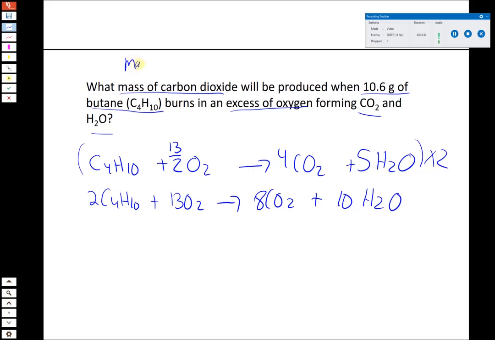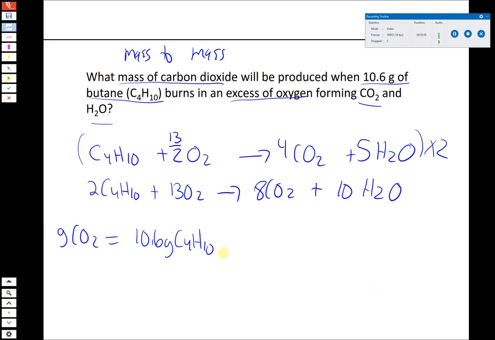This is another mass to mass problem. We have mass of a reactant, we're looking for mass of product. So we have mass of carbon dioxide that's formed, we have 10.6 grams of C4H10, that's our starting point. And just like any other stoichiometry problem, whether you're in doubt or not, you should convert to moles first. So we're not given moles, we're given grams here, so we're going to convert to moles first.